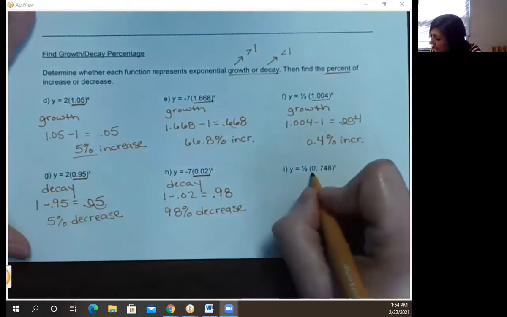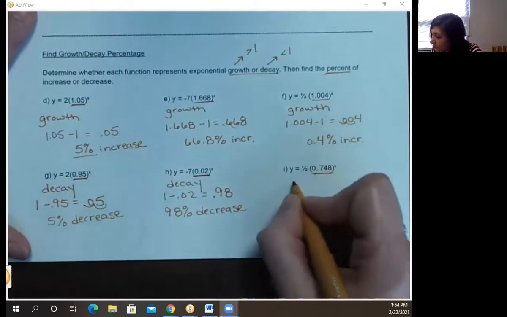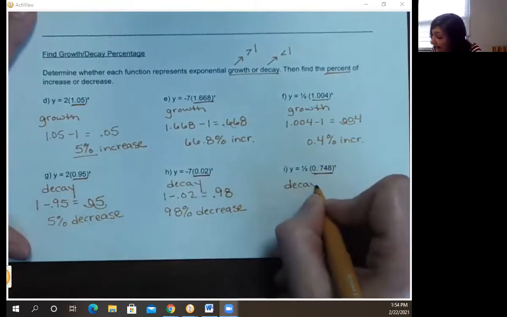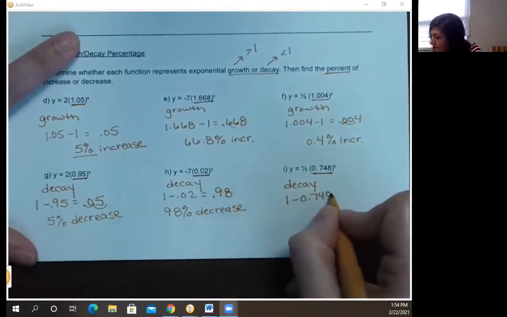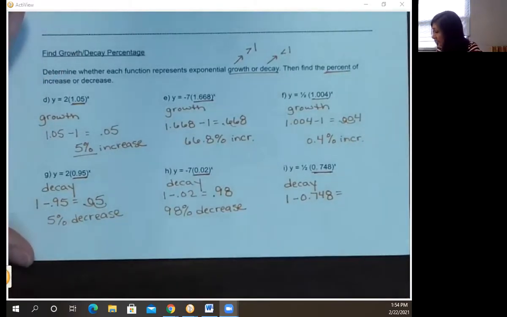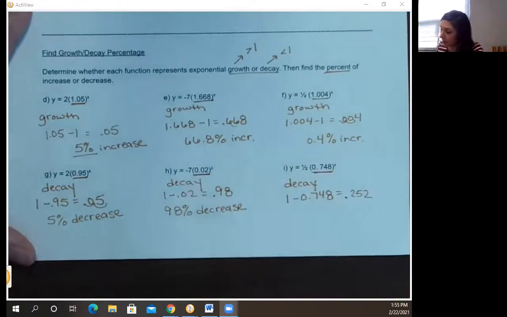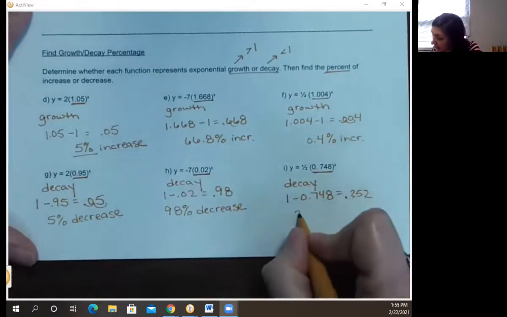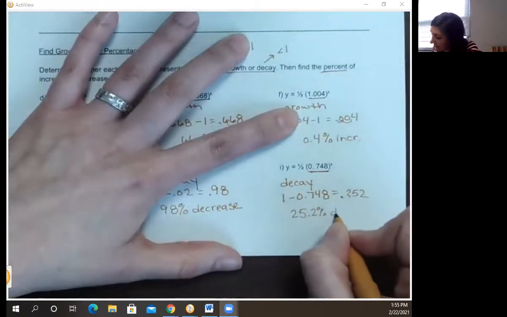And then for our last example here, same idea. I'm going to look at that base of the exponent. Since this number is less than 1, that means that this is exponential decay. And then I'm going to look at my difference from 1 to determine the percent of decrease. And again, since this number is less than 1, I'm subtracting it from 1. And so we would get 0.252 this time. Move my decimal 2 places, and we have a 25.2% decrease.